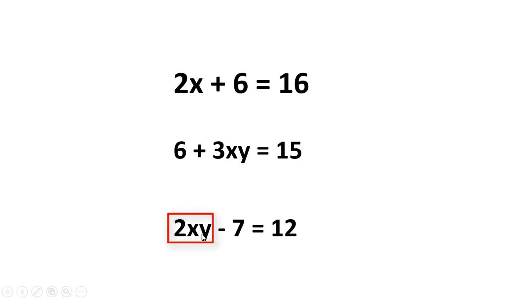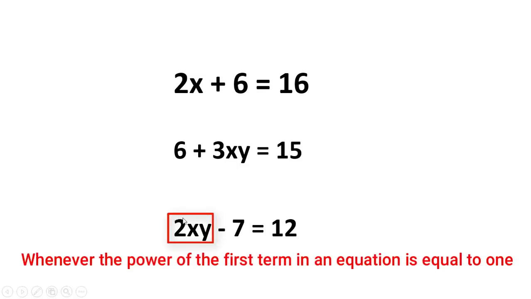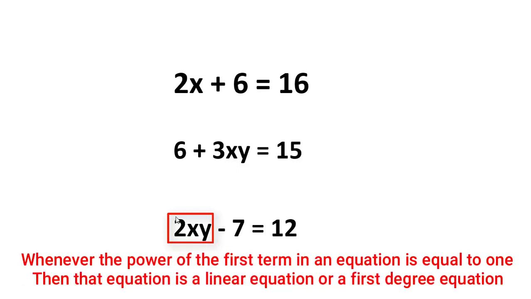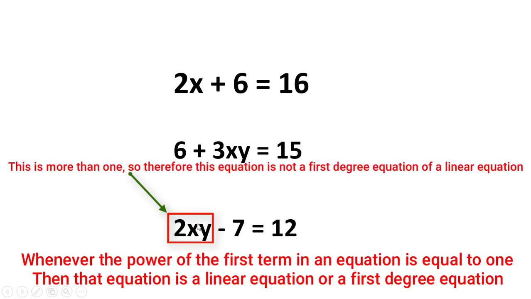Whenever the power of the variable in the first term is equal to 1, then you have a linear equation or a first degree equation. But when it is more than 1, in this case it is 2, then it is not a linear equation nor a first degree equation.